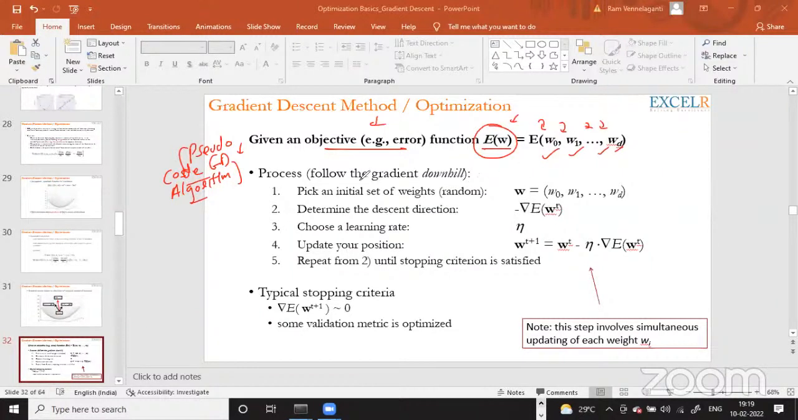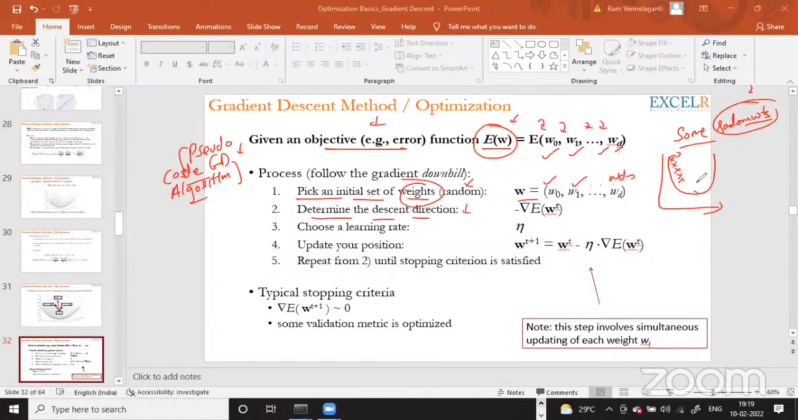Now, what is that we are going to do? We are going to start with an initial set of weights. We are going to start from the top of our curve. We are going to start from here and we are going to select some random weight values, W0, W1, and so on, WD. That is what we are going to do. And we are going to move in the downward direction because we have to reach the minimum value, right? So you have to move in the downward direction. And when you are moving in the downward direction, what is going to be the slope? The slope is going to be negative for us.